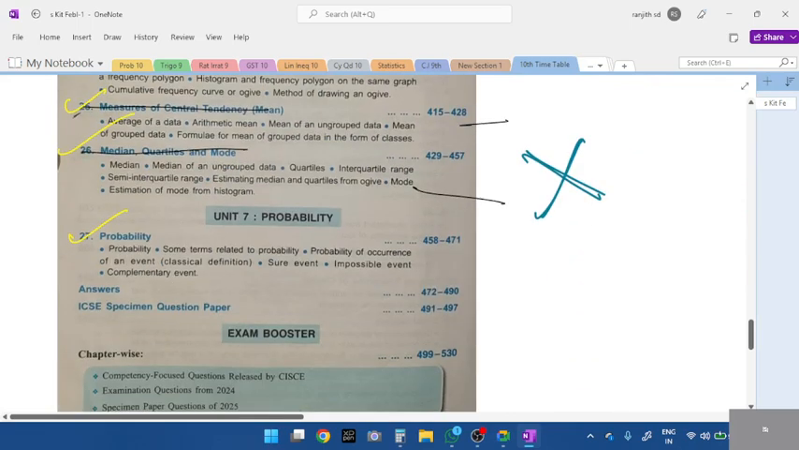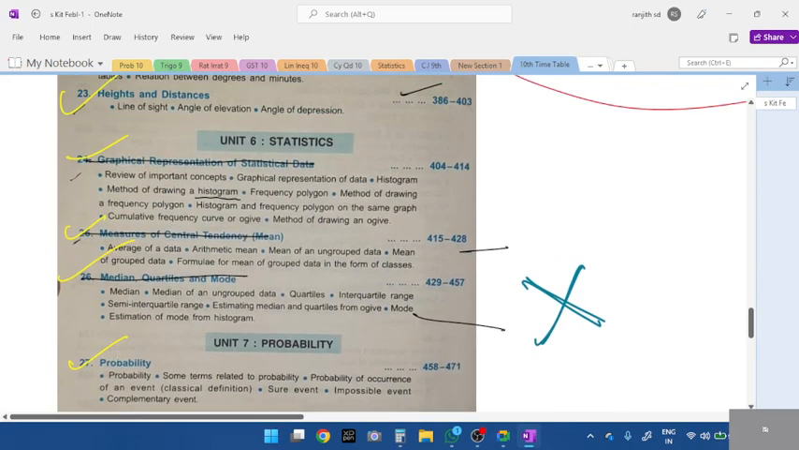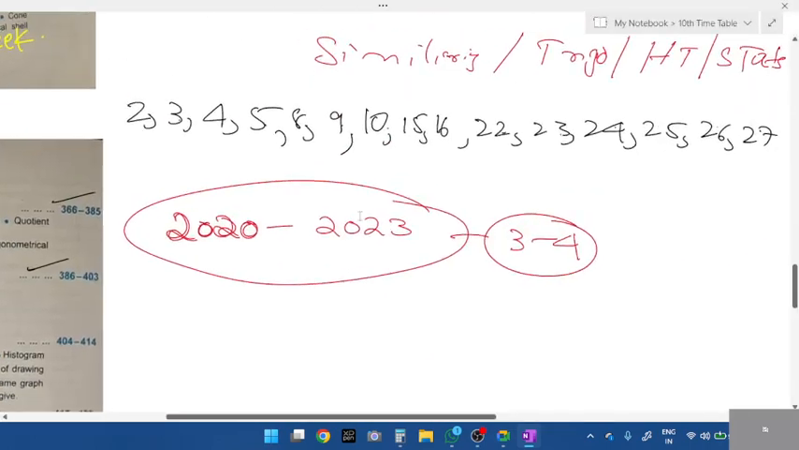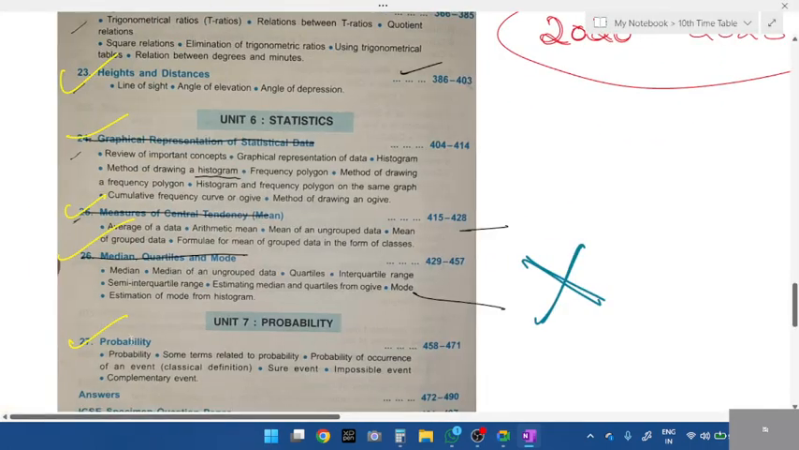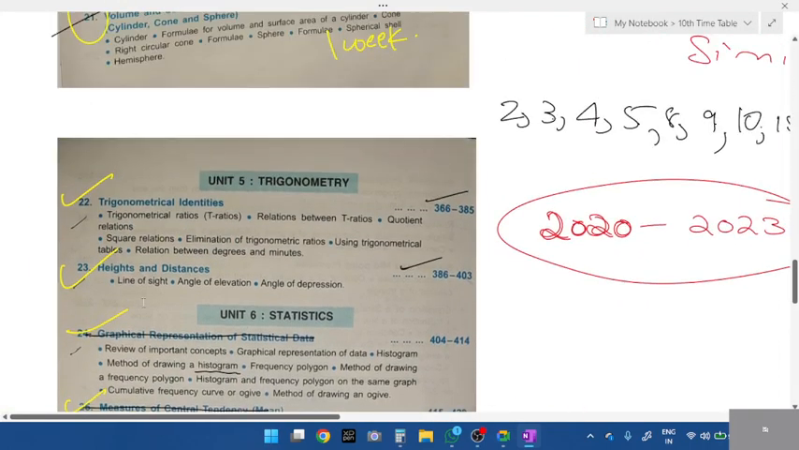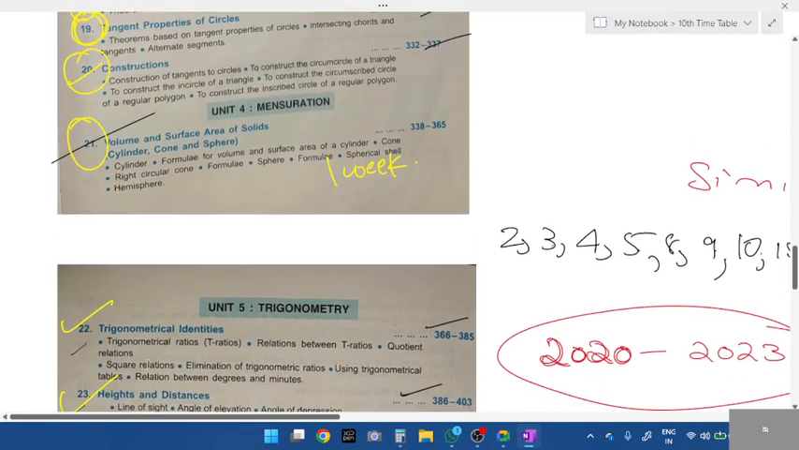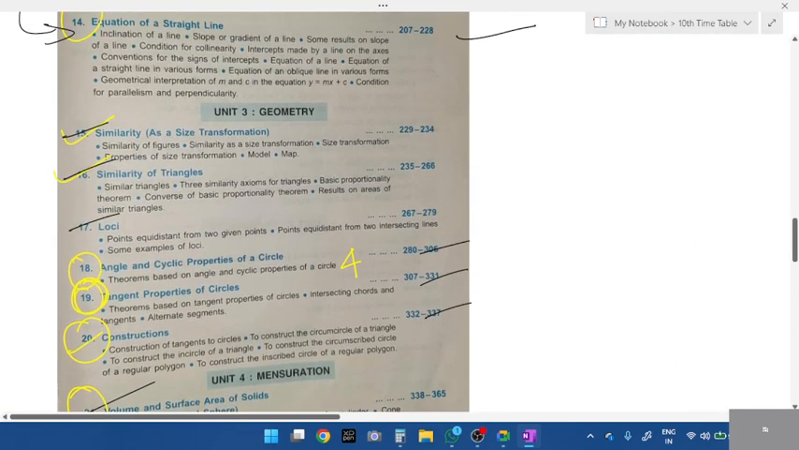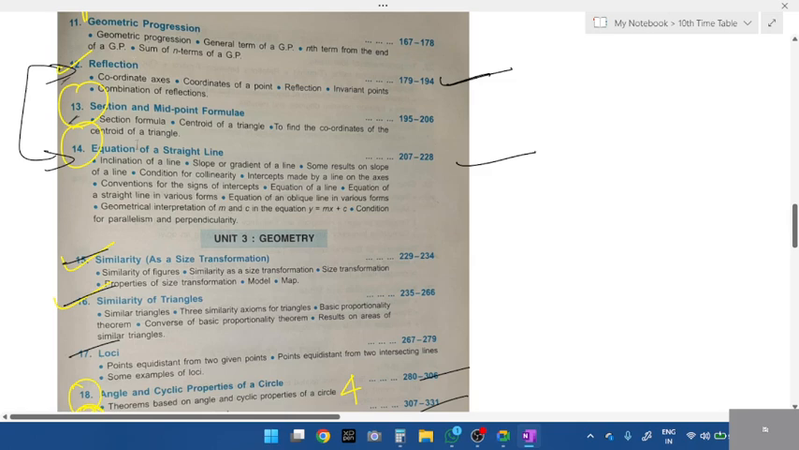See, from reverse, all this including revision, it's completed, right? Probability, respond, probability, everything is done. Okay, so what I'll do here, which one is done, students? Reflection, right? Equation of a straight line, section and midpoint. These two are left: equation of a straight line, section and midpoint.